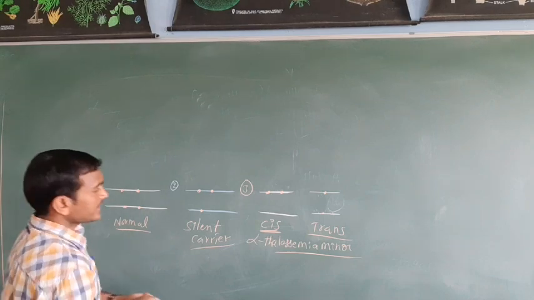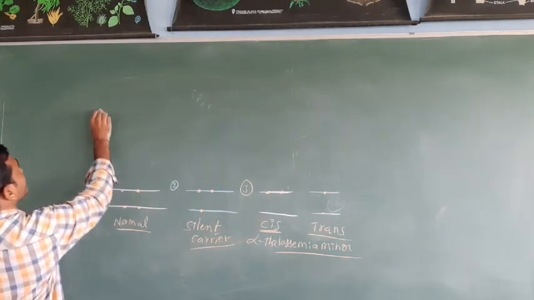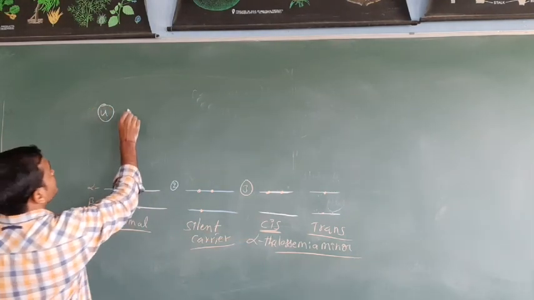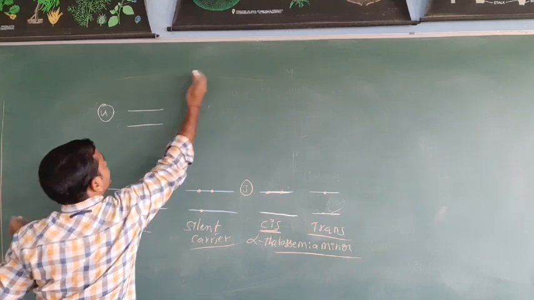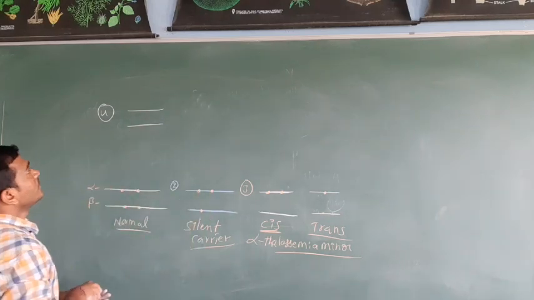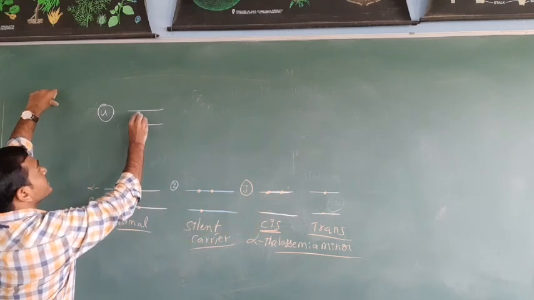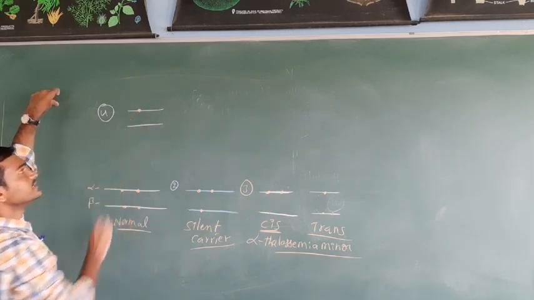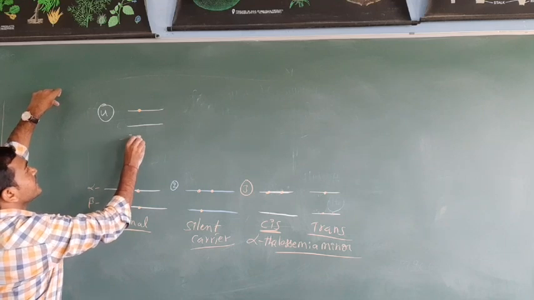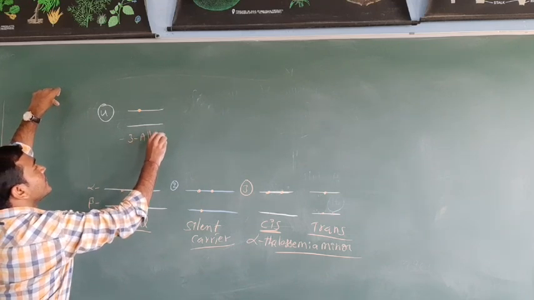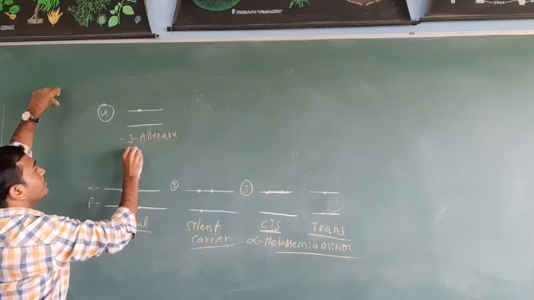Then, in the last remaining one, for example, now we take the fourth one. The two chains are there, the alpha chains and the beta chains. What happened? Only one is there, only one. The three alleles are absent.